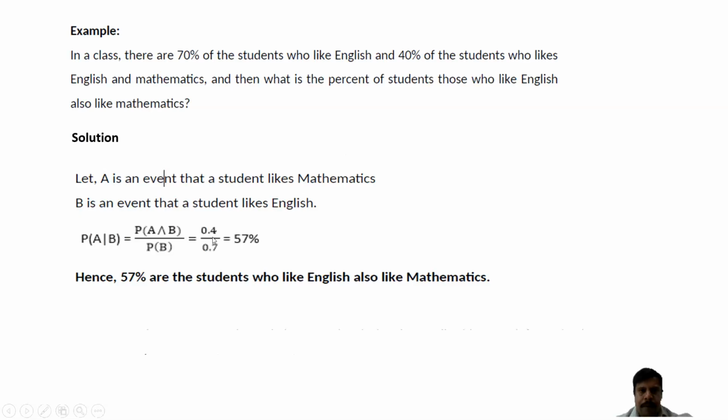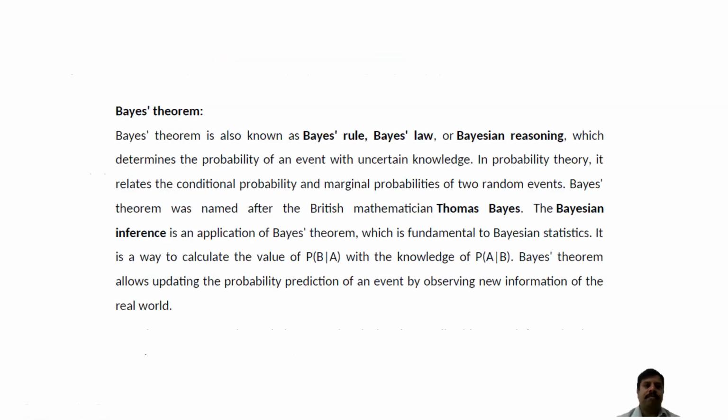The percentage of students who like both events is P of A joint B. The percentage of students who like English only is 70%. So P of A by B is equal to P of A joint B divided by P of B, which is equal to 40% divided by 70%, which is equal to 57%. That means 57% of students who like English also like mathematics. So this was mathematically proven with the help of probability.